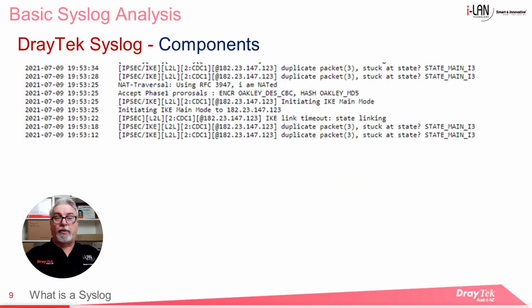As mentioned, there are a number of parts in a syslog entry. It always includes a timestamp, so it helps if the router is configured to have the correct time and date to help locate the relevant logs when an event occurs.